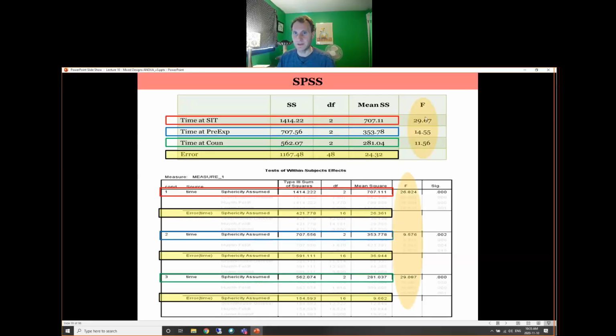In this case, we can see that our F changes. It was 29 when we computed it, but it was 26 when SPSS computed. 14 when we computed it, 9 when SPSS computed. 11 versus 29. It didn't make any difference in this case. The levels of significance didn't change. It didn't change your interpretation, but it could, right?